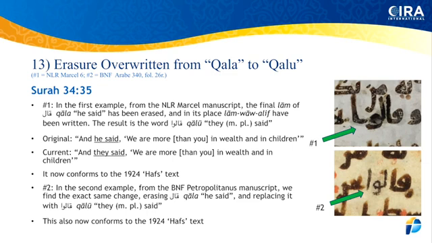Now, the original was, he said, we are more than you in wealth and in children. Now it says, and they said, we are more than you in wealth and in children. So now it has conformed to the 1924 Hafs text. That's important that they conform it. But they went ahead and did it in this other manuscript as well. So this is not all by itself.